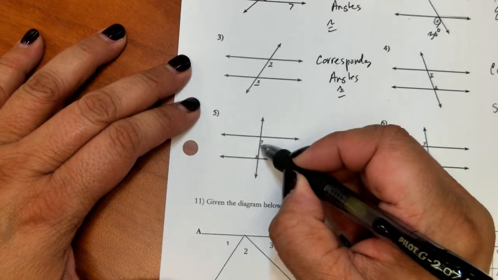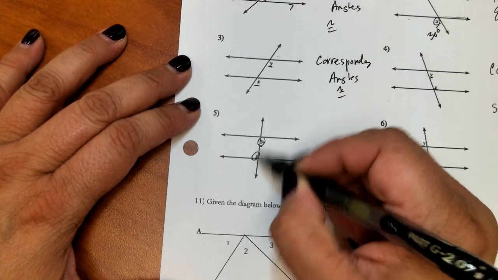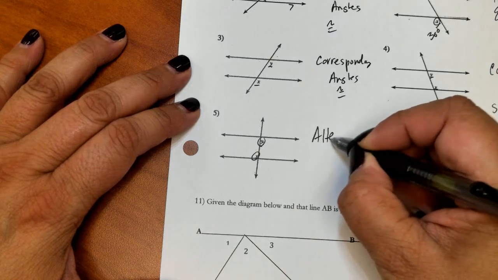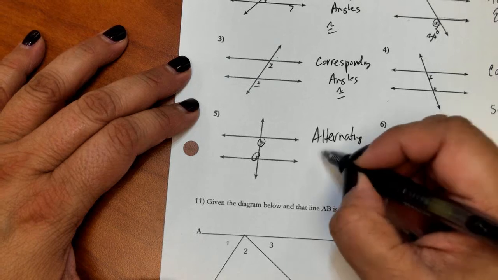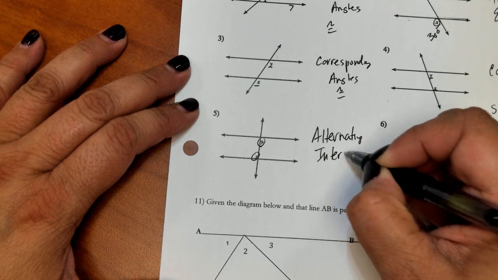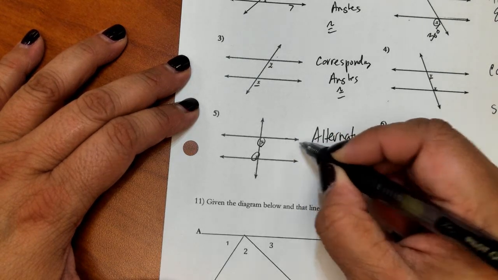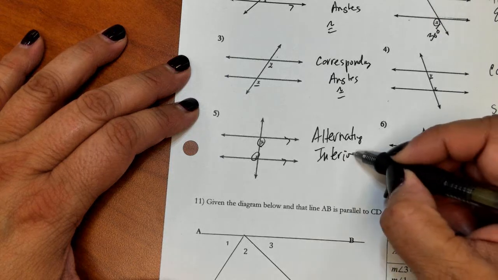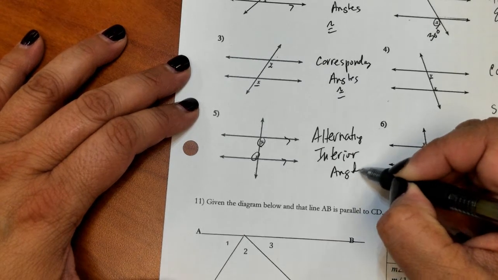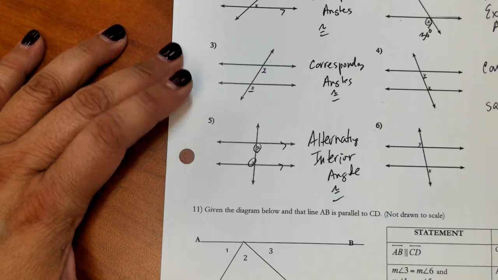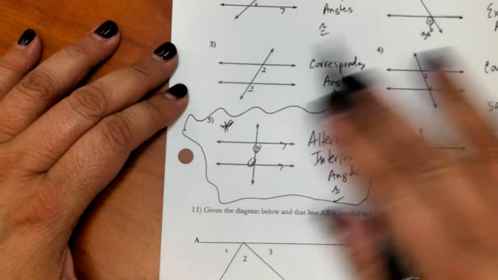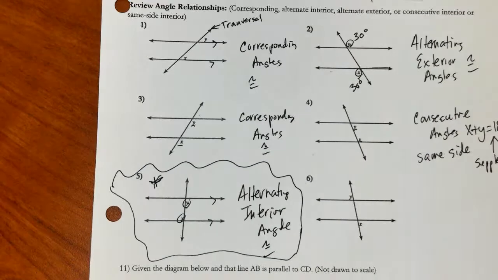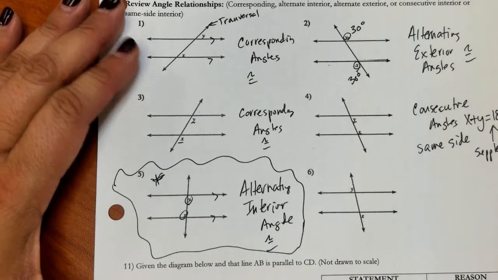Again, these are alternating around the transversals. We call them alternating interior because they're inside of the two parallel lines. Alternating interior angles, and these are congruent. Okay, and so this is what you need for today's lesson. You will need to know the rest for your final, which is going to be on Monday and Tuesday.